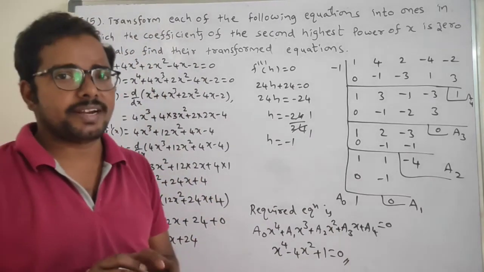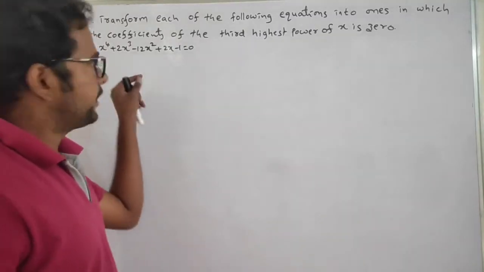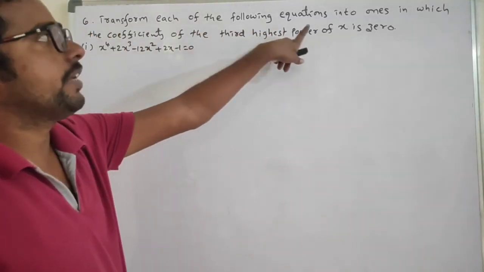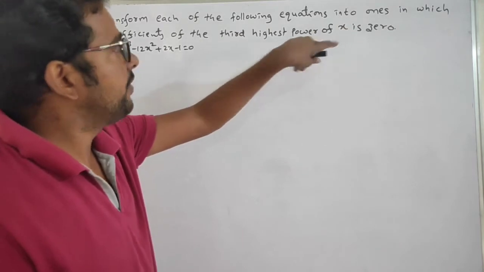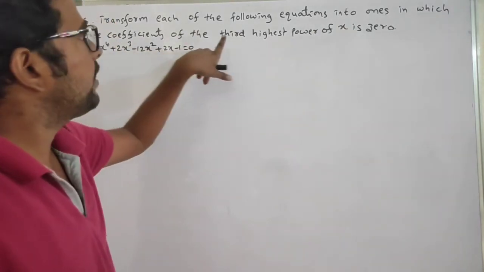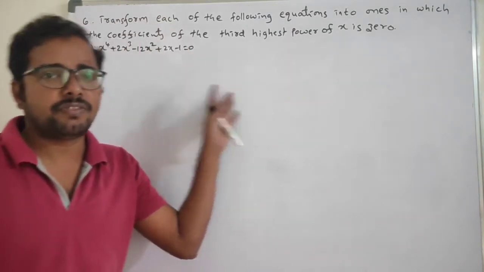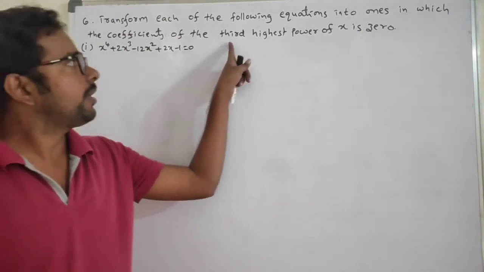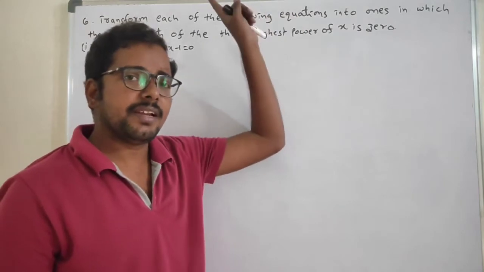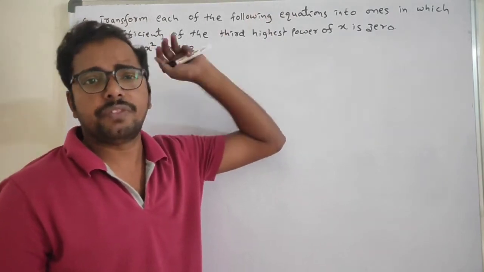Do that as homework. Now sixth question. Transform which of the following equations into ones in which the coefficient of the third highest power of x is 0. This is also the same as the fifth question, but here the third highest power of x is 0. In the fifth question, the second highest power of x was given as 0.